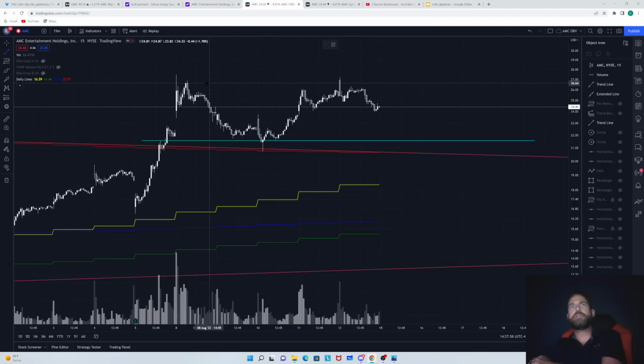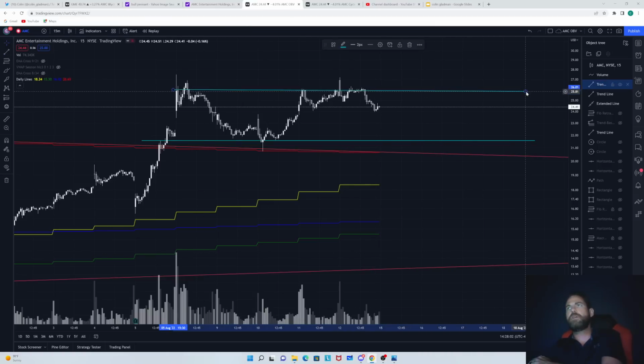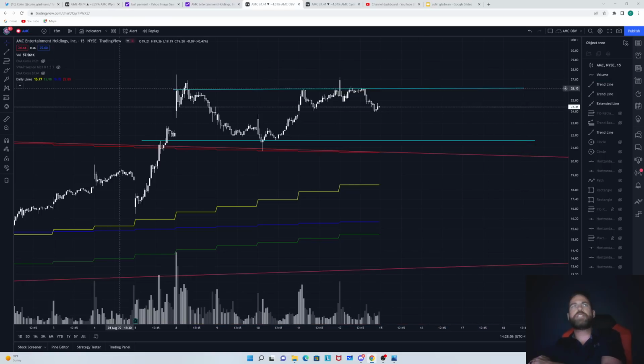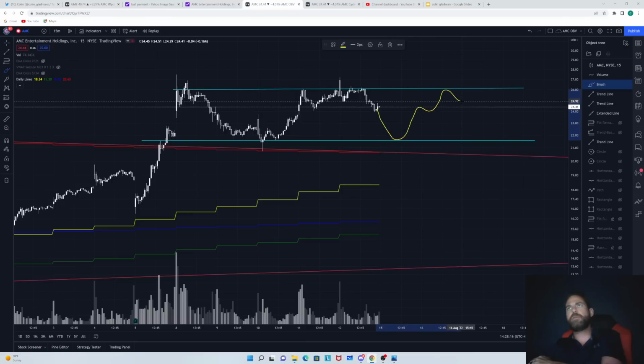As I'm sitting here looking at this, this potentially could also be just a horizontal channel right here, just like I talked about in my videos, where they typically break out the same way they came down. So if we come down here, test the bottom again, and then move up, maybe one more rejection, and then start curling out. That's just what we want to see.